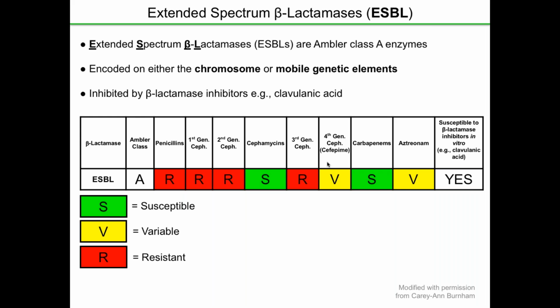The first, second, and third generation cephalosporins are resistant for ESBLs. Cefamycins, that being cefoxitin and cefotetan, test susceptible in vitro. And then things like 4th generation cephalosporins like cefepime and aztreonam are variably resistant, and carbapenems tend to be susceptible.